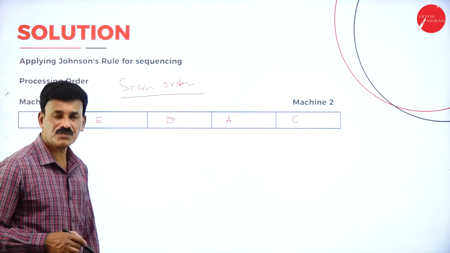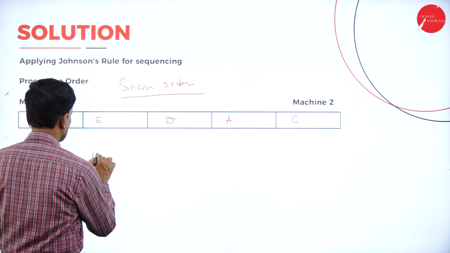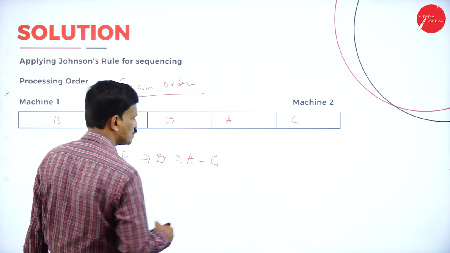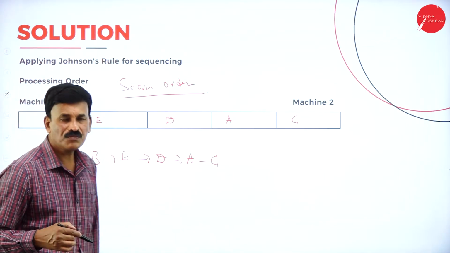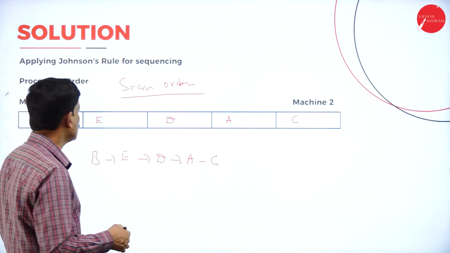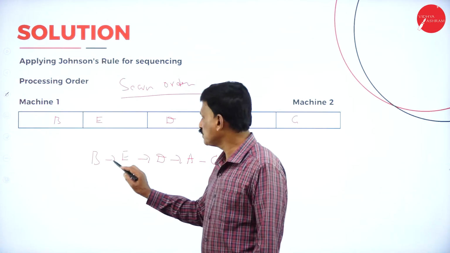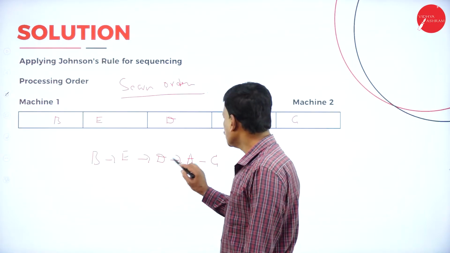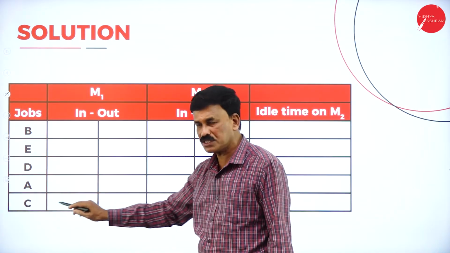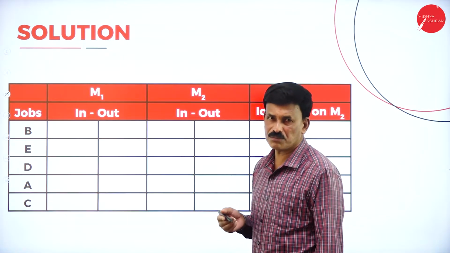After finding the sequencing order, B to E, E to D, D to A and A to C, find the in and out times for machine 1 and machine 2. To calculate the in and out times, write down the jobs in the sequencing order, that is B, E, D, A, C, just as we have obtained. Then write down the in and out times for machine 1 and machine 2.